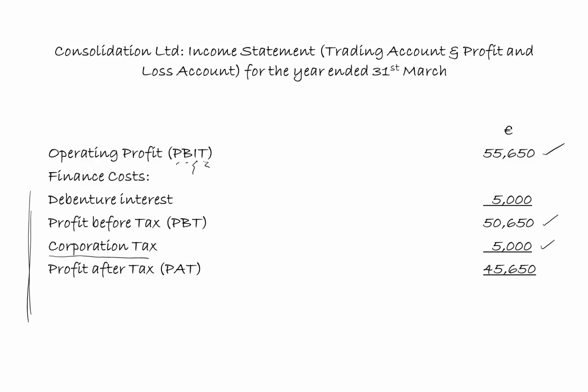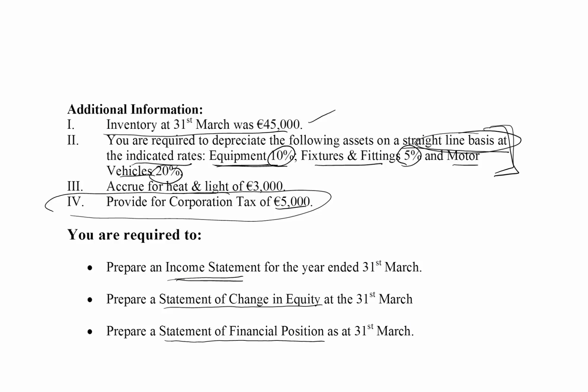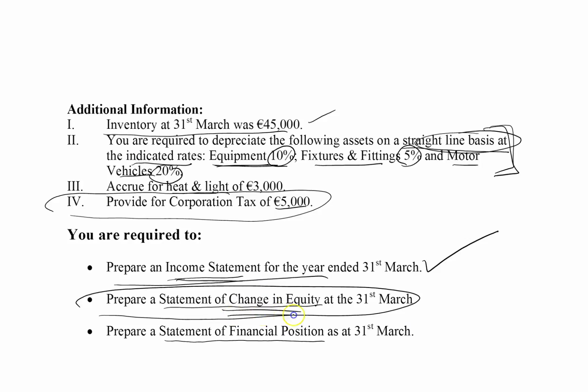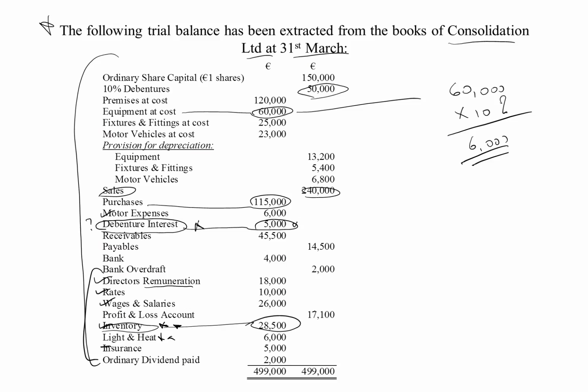So that's the end of the income statement. If I go back to the requirements, here we can see prepare an income statement. So we've done that. The next thing we have to do now is prepare a statement of the change in equity. If we just have a look at the trial balance there, we need everything to do with equity, which is the ordinary share capital.